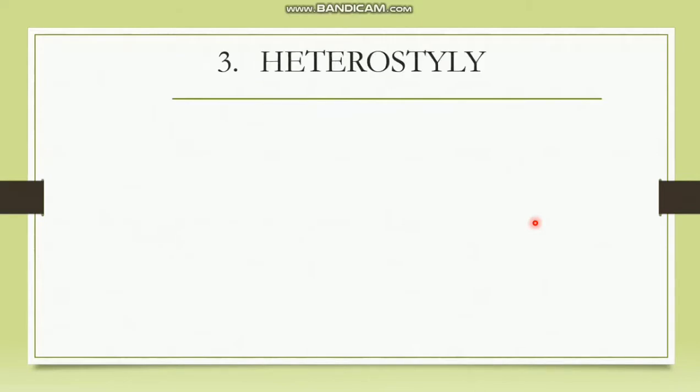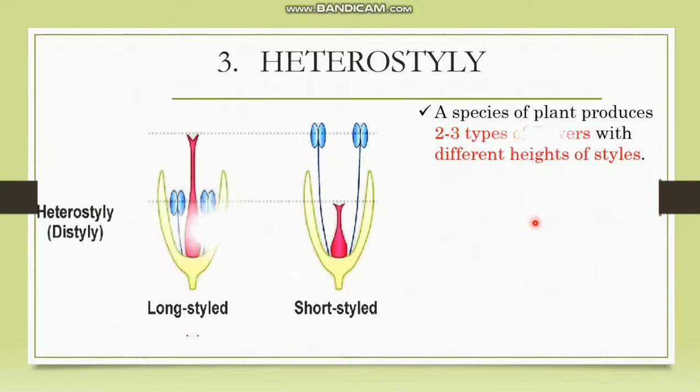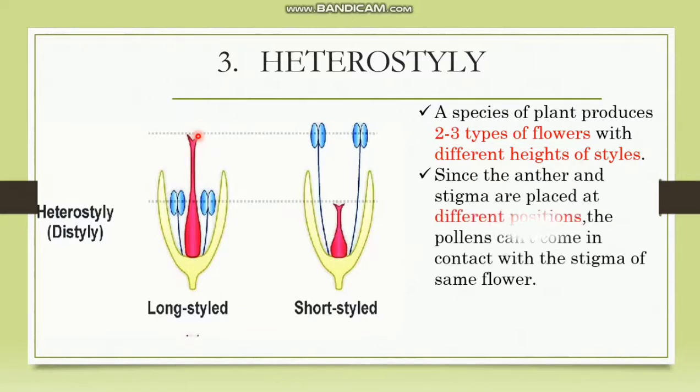Next is heterostyly. Some species of plants bear two to three types of flowers, and these flowers differ in the length of their style. You can see here in this particular flower the style is long, and in the second one the style is short. The positions of anther and stigma are such that the pollens of the same flower can't pollinate the stigma, due to their different positions.